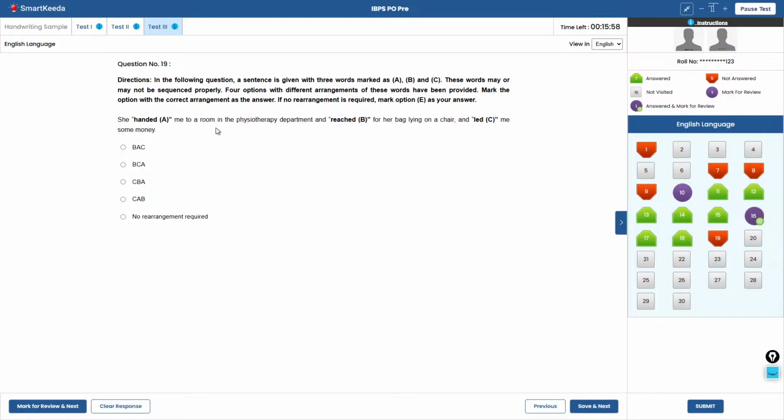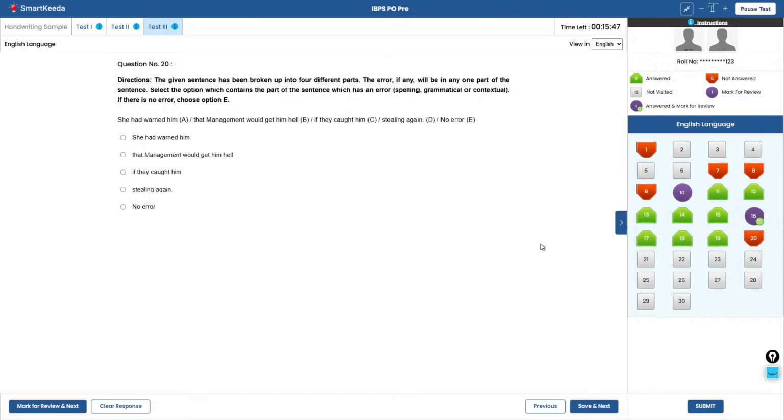She led me to a room and reached for her bag lying in the chair and handed me some money. She had warned him that management would get him through hell if they caught him stealing again. Vikram could not understand the lesson until it was explained to him.